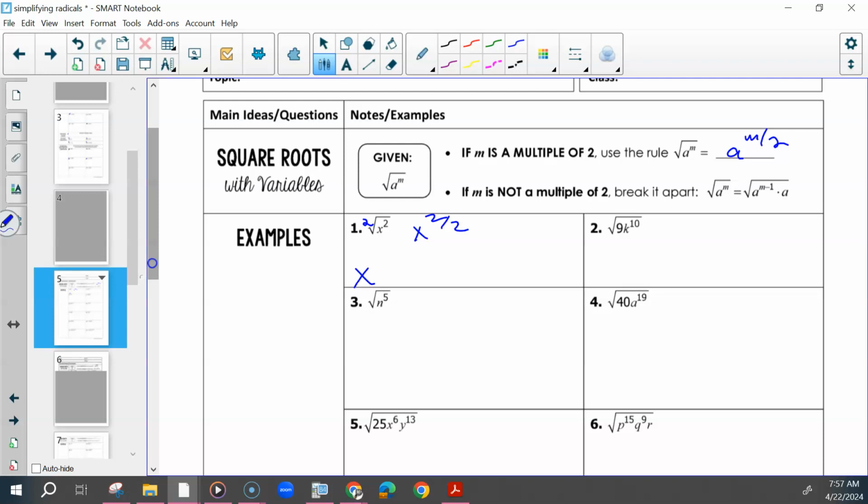Or the last method, you could expand this. I know x squared is x times x. This would be 1 pair of x's that gets to come out. So however you want to view that, do that. Whatever works in your head, do that.